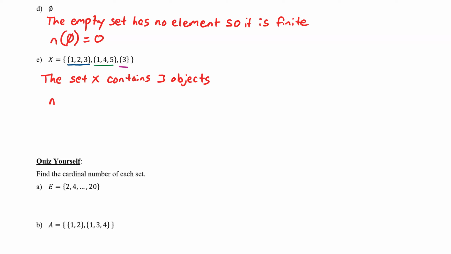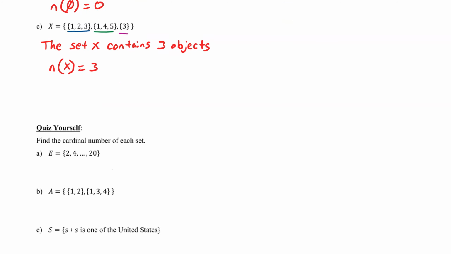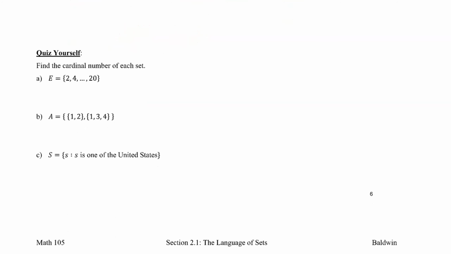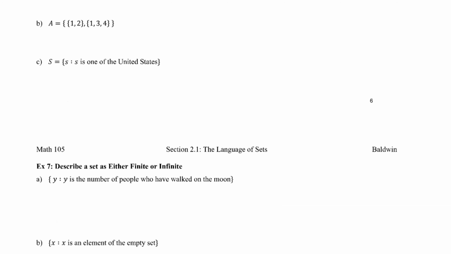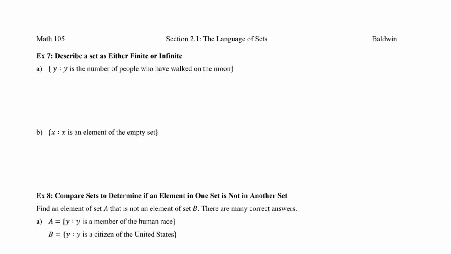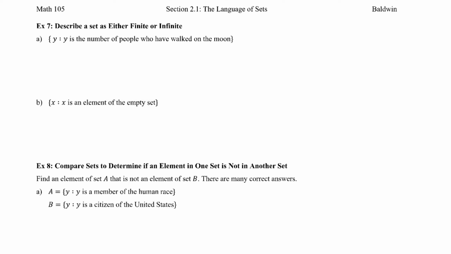So our cardinal number for this set is going to be 3. There are a couple of examples for y'all to try. And then one of the last things we look at in this section is just getting some more practice with identifying if a set is finite or if that set is infinite. And so we have a couple of examples there before we look at example 8.